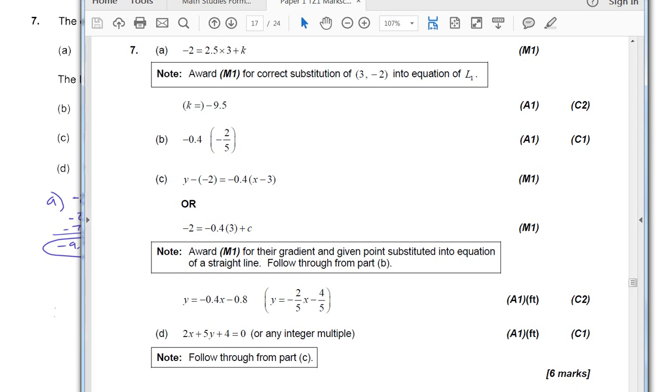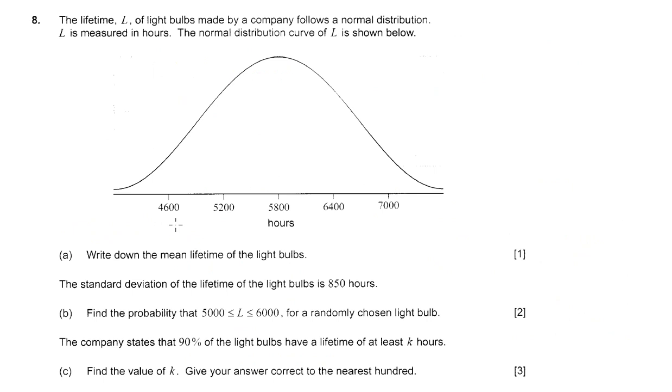Okay, all right, on to number 8. Number 8: the lifetime L of light bulbs made by a company follows a normal distribution. L is measured in hours. The normal distribution curve of L is shown below. A, write down the mean lifetime of the light bulbs. Okay, so the mean is the average, right? That's going to be the part that goes right down the middle here.